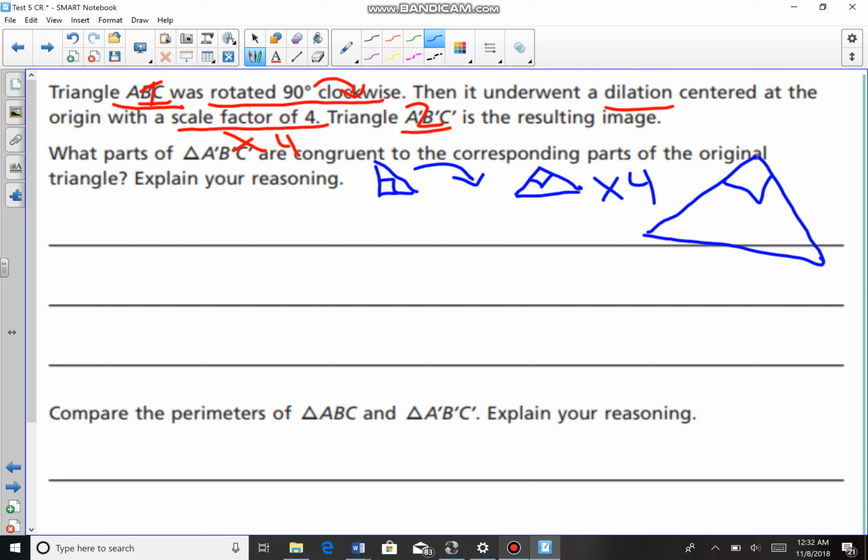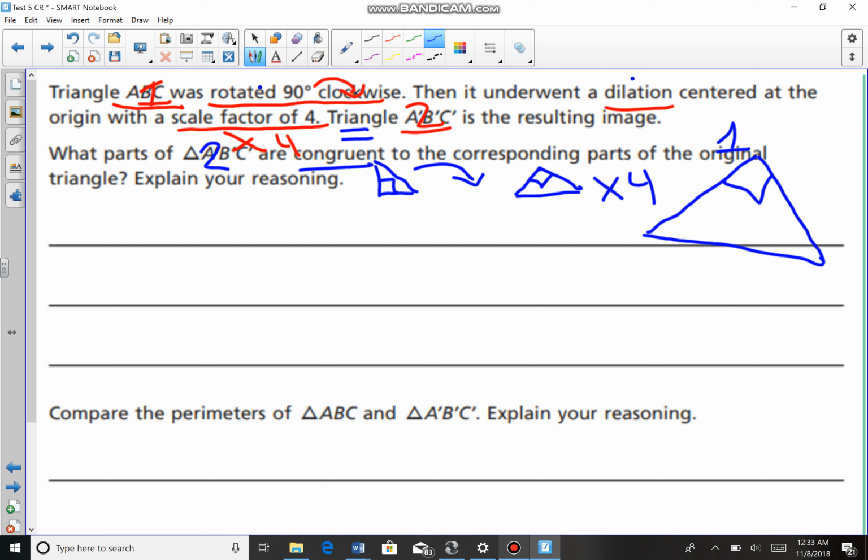So the question is asking what parts of ABC prime, the second triangle, are congruent, equal, to the corresponding parts of the original triangle, the first triangle. So what parts are equal? Well, we know from our experience in transformation that we can talk about two properties of a shape, and that's angle measure and side lengths. Angle measures are the parts that will never change, or that will change the shape. And we know that rotation and dilation do not change angle measures. So the only other parts that we can talk about would be the side lengths, and we know that those are now 4 times bigger.